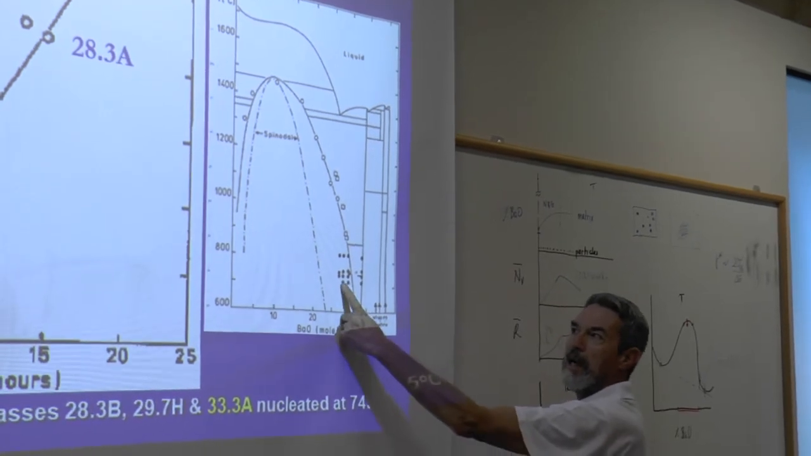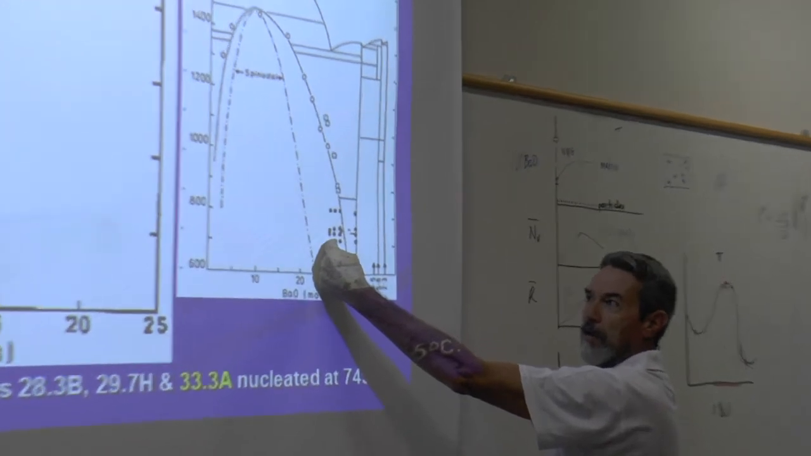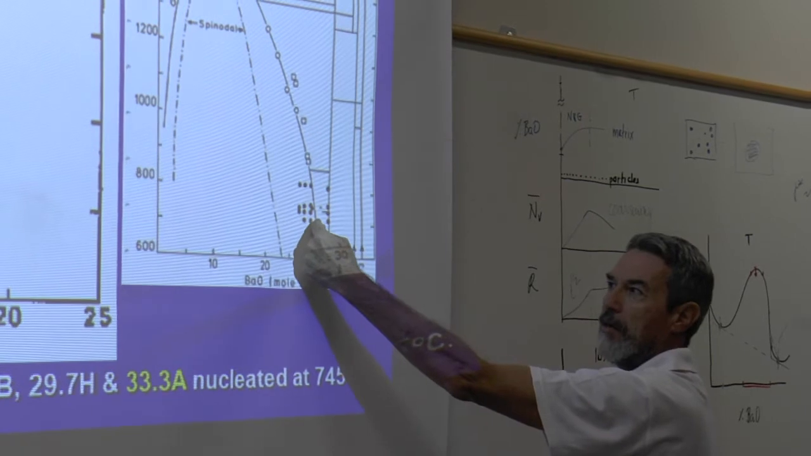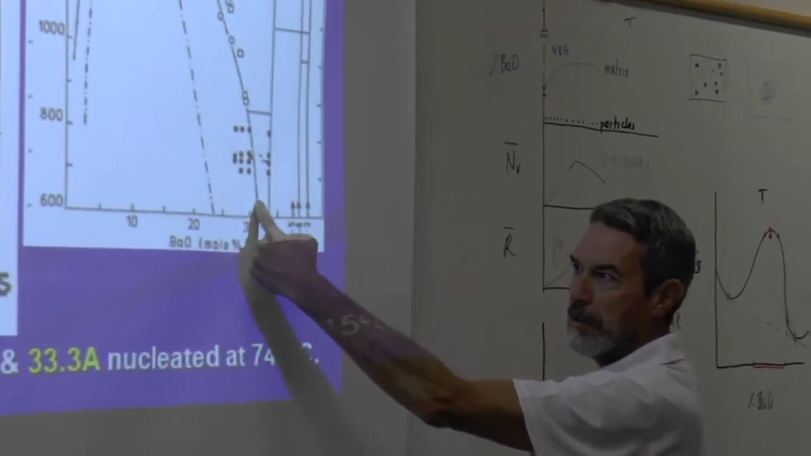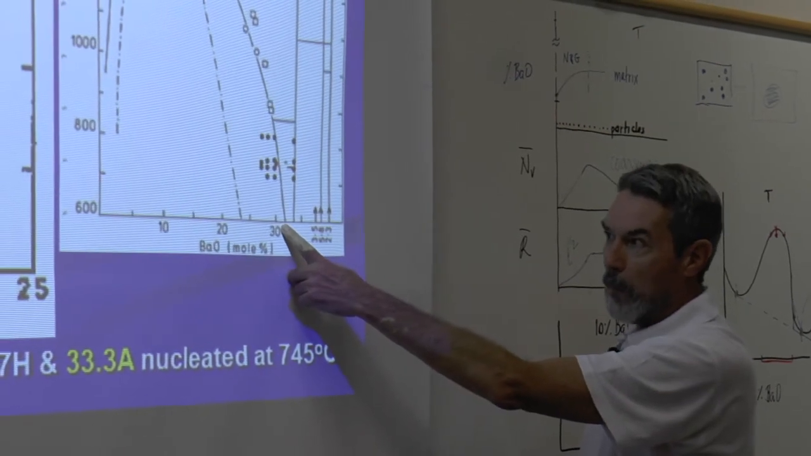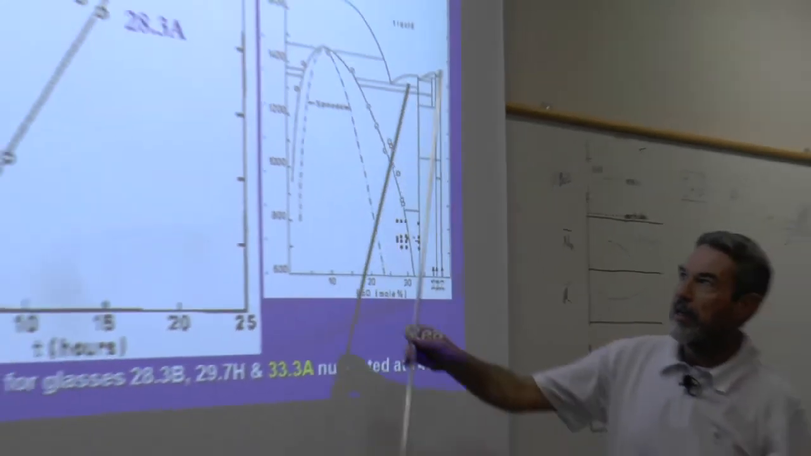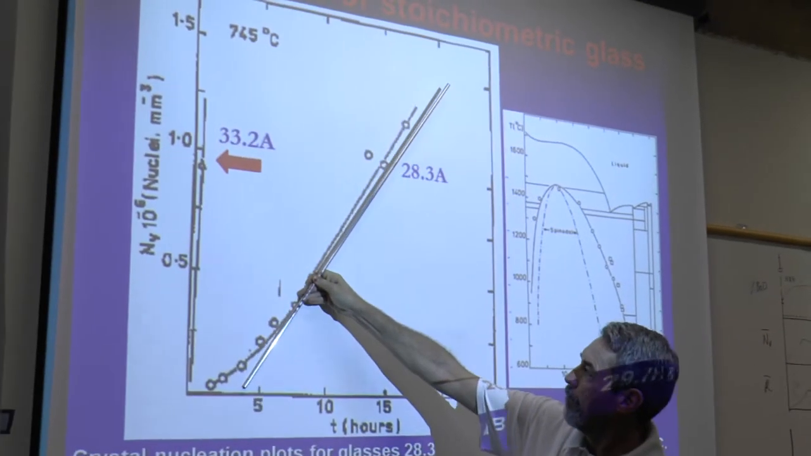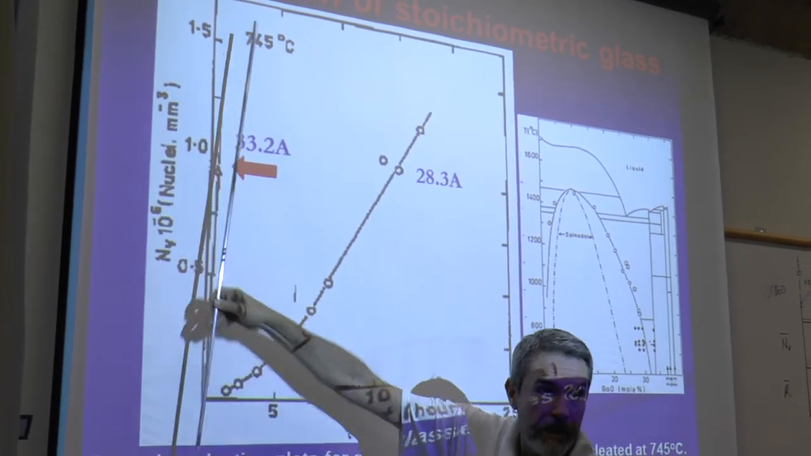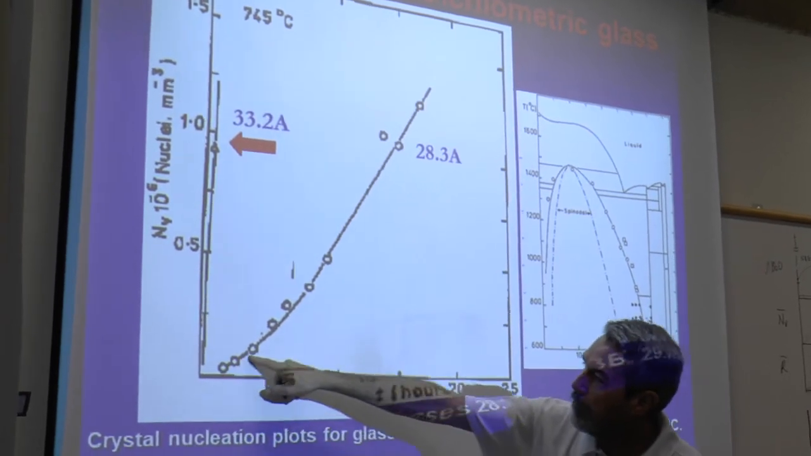We started with a glass here. He treated it, the crystal nucleation rate increased, and reached this value here. But this value here, 31% or so of barrier, is smaller than 33.3. So it never reaches the 33.3. But there is a clear correlation with the enrichment of barium.